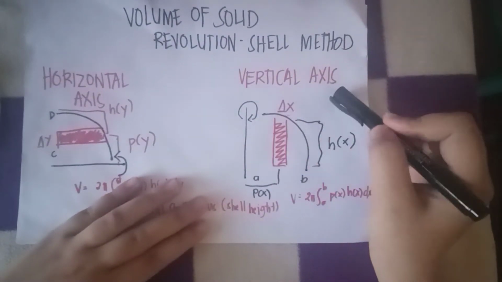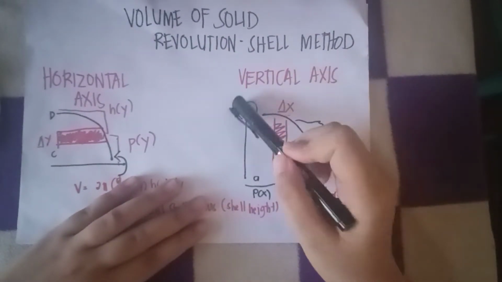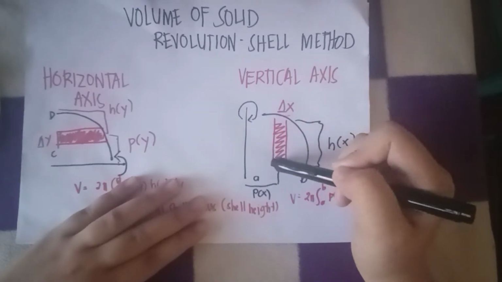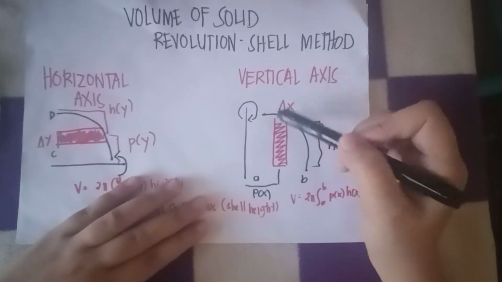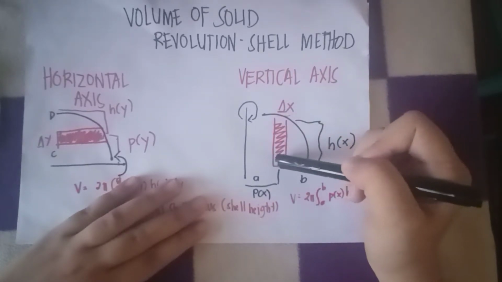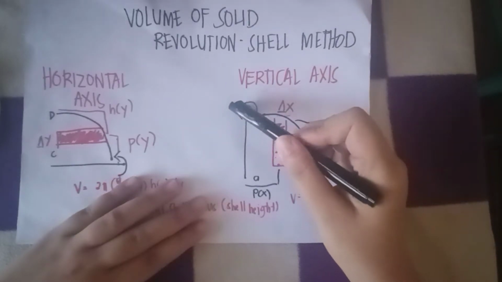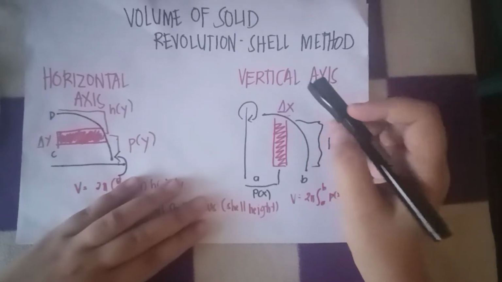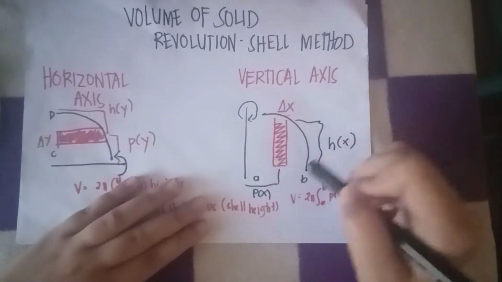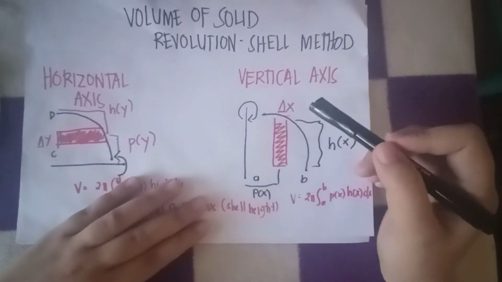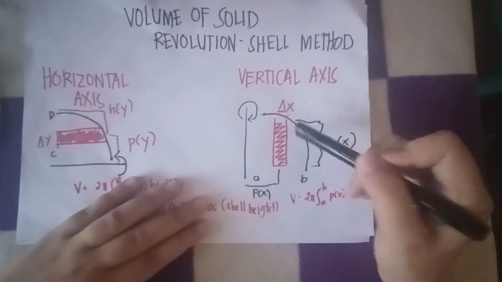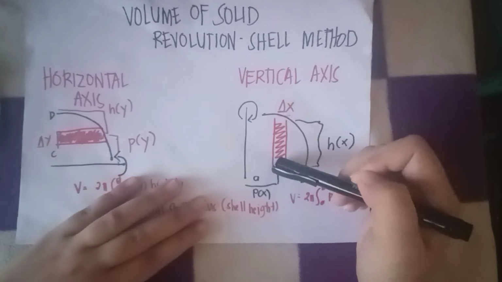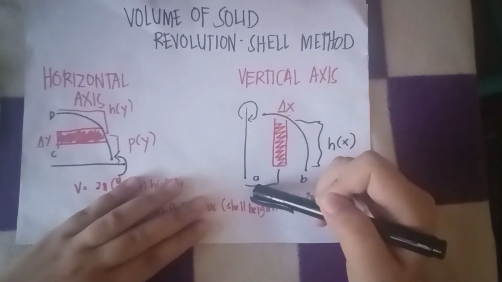And then for vertical axis of revolution po, ang ikot naman niya is si y-axis. Dahil sa y-axis siya iikot, ang ating cylindrical shell is patayo, pa-vertical. Ang ating graph po ay naka-delta x, so in terms of x. Ganun din, meron tayong h of x and p of x. Kung saan po, ang h of x is yung height ng ating shell, which is from here hanggang dito. And then, yung ating radius is from here hanggang doon, which gives you p of x.